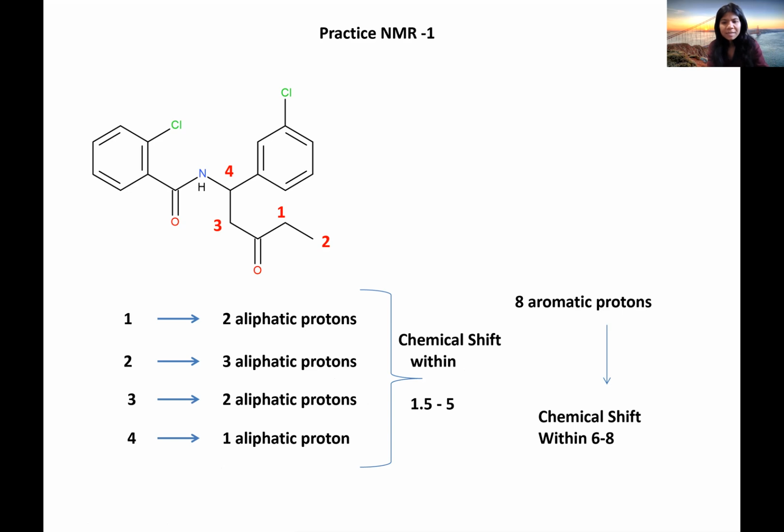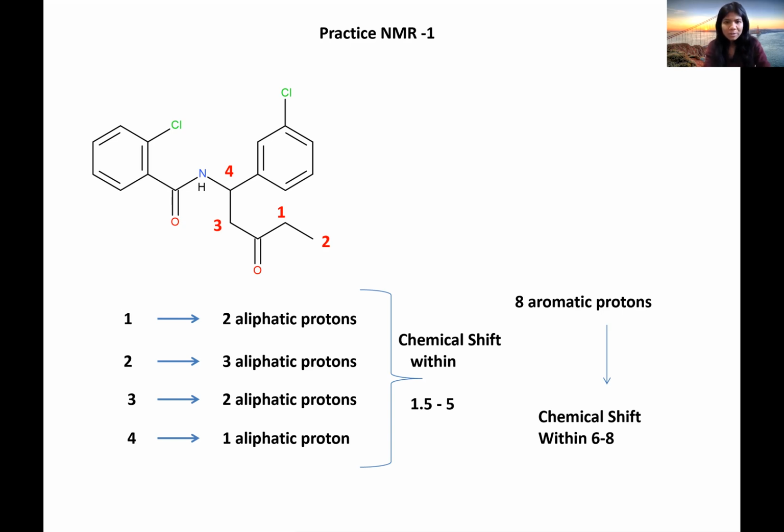And let's check how many aromatic protons we have. 1, 2, 3, 4, 5, 6, 7, 8. So there are a total of 8 aromatic protons, and their chemical environments may be slightly different, but their chemical shift values are usually very close. So we do not check for different types of aromatic protons. We broadly see how many aromatic protons we have. There are a total of 8 aromatic protons, and so we'll see maybe one signal, maybe two signals, maybe three signals corresponding to 8 aromatic protons, which will have a chemical shift value within 6 to 8.